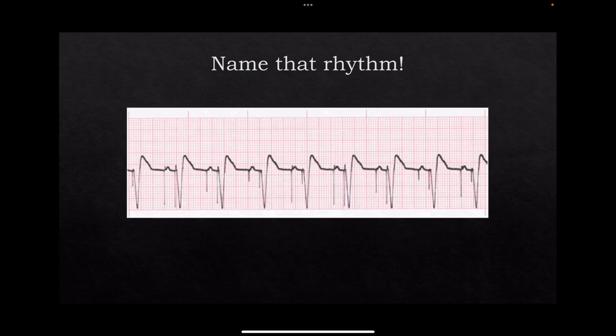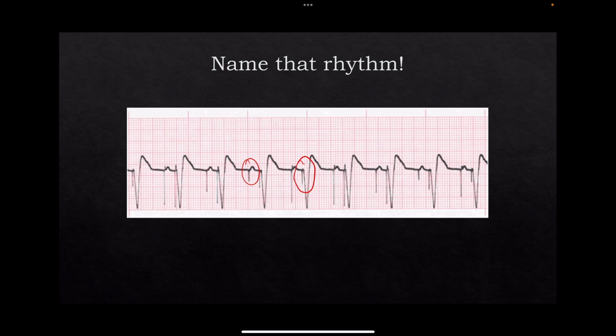Okay, what's this? No, keep looking. What kind of pace? Both. This is atrial and ventricular pacing. Do you see the pacer spikes preceding the P wave and a pacer spike preceding the QRS complex? This patient has sick sinus syndrome as well as complete heart block.